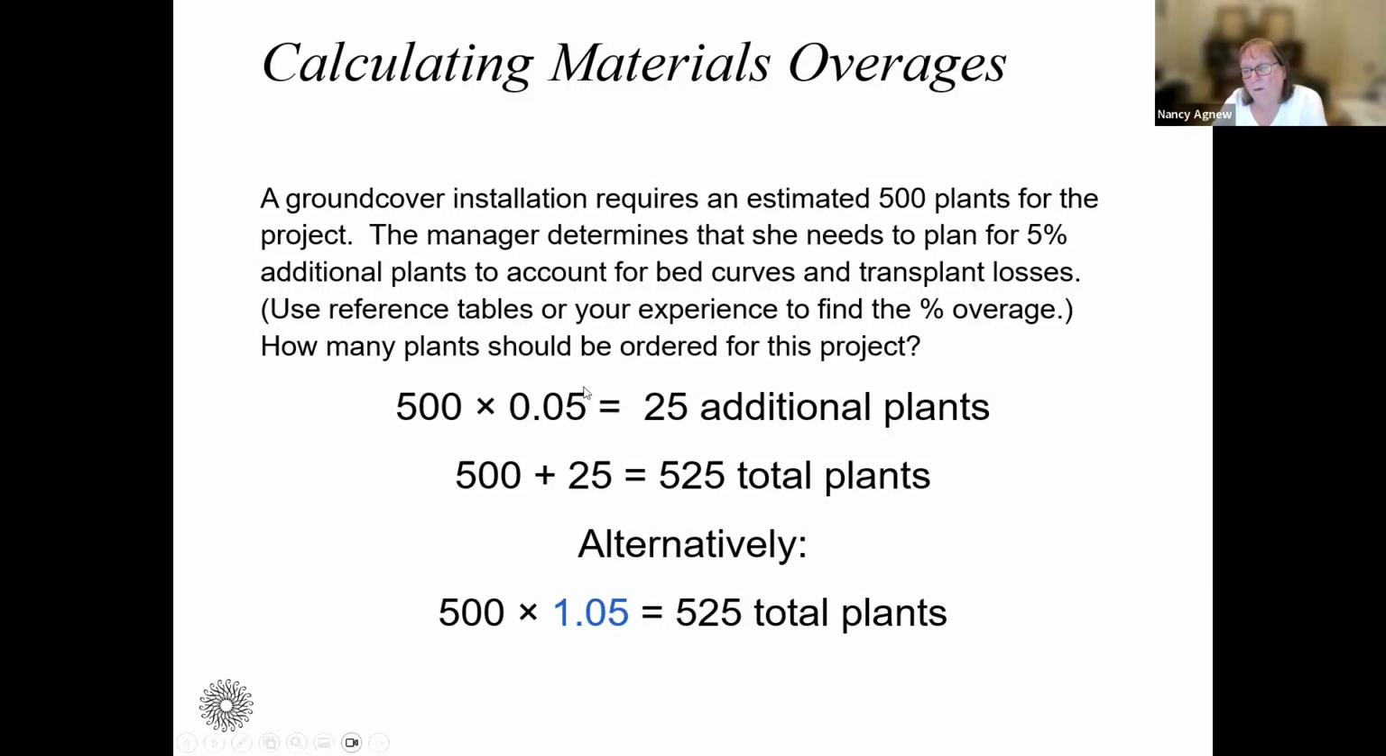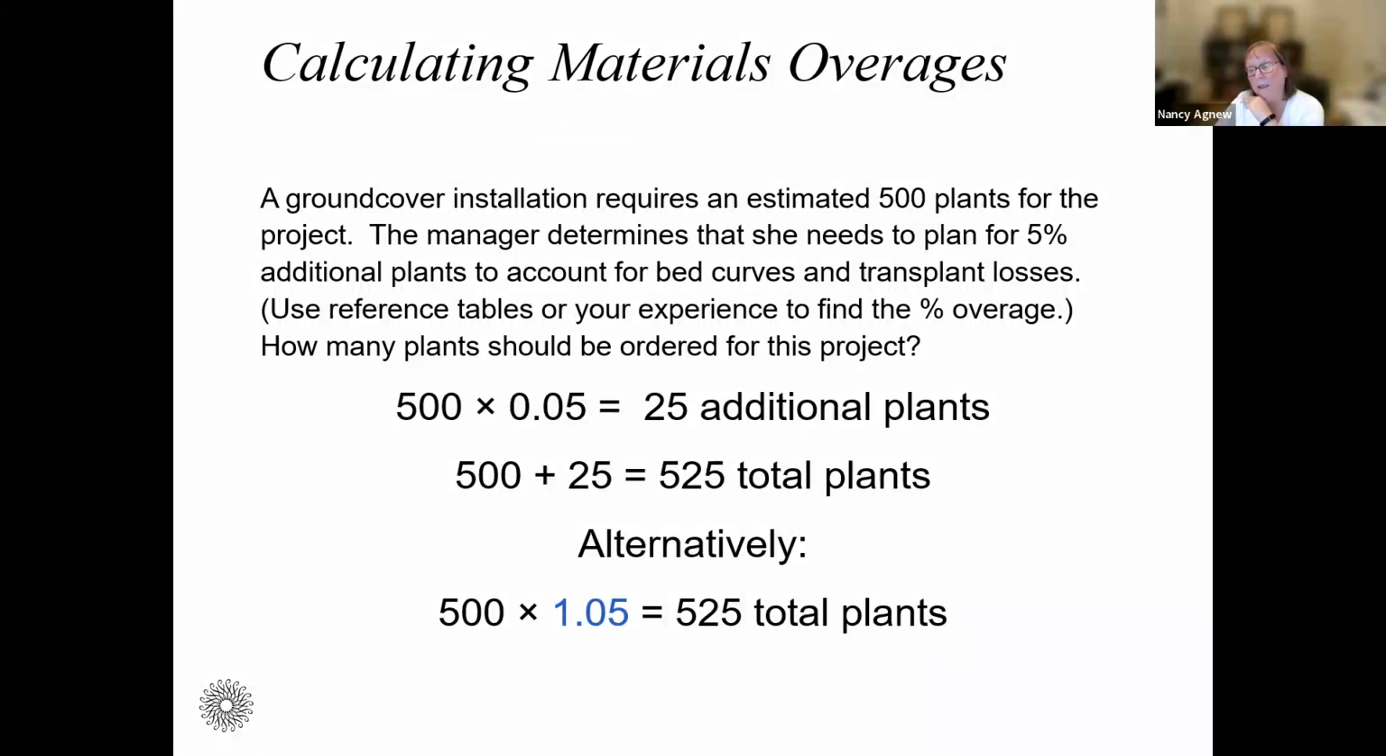So if you want to figure out what 5% of 500 is, we simply rewrite 5% as a decimal. So that's equivalent to 5 over 100, if that helps you remember. So as a decimal, it's 0.05. So "of" means multiply by. So 5% of 500 is 25 additional plants. And then you have to, of course, add it back to the 500 and then order 525 total plants.